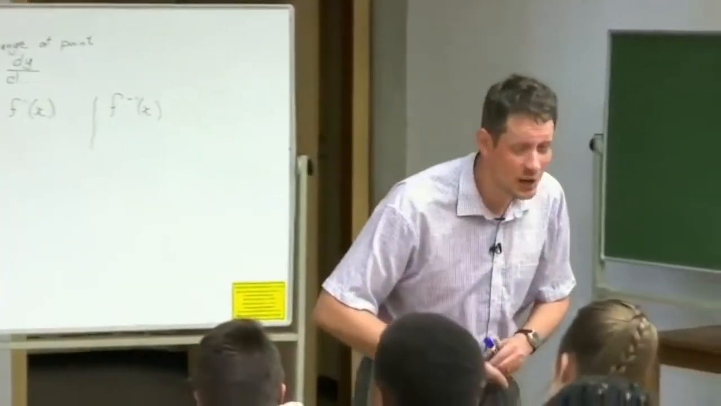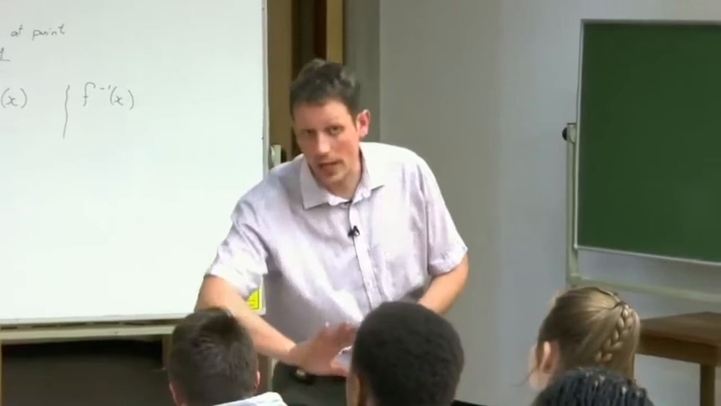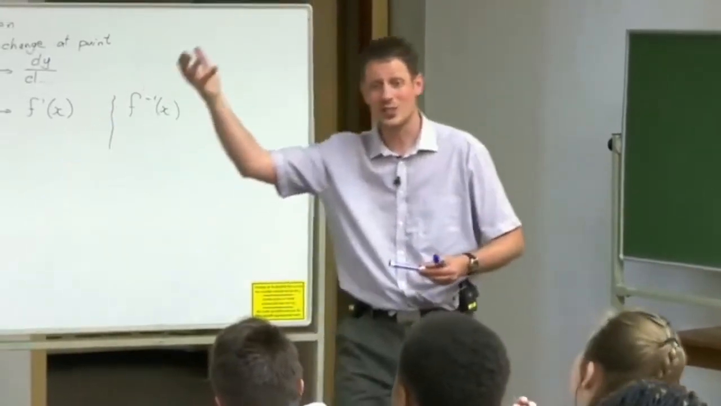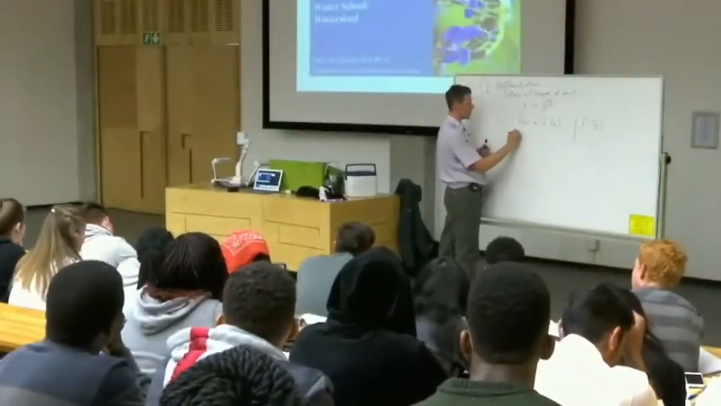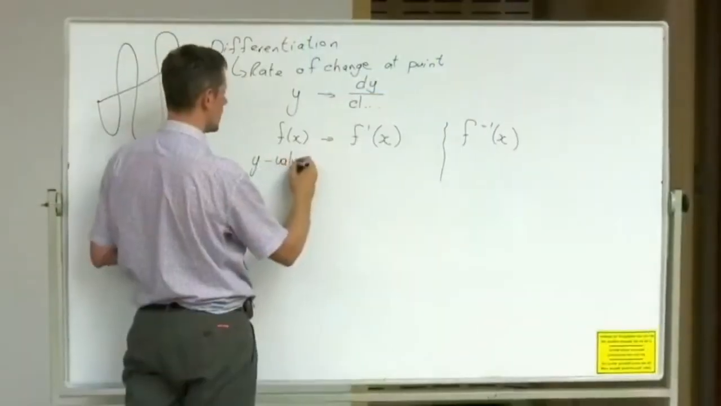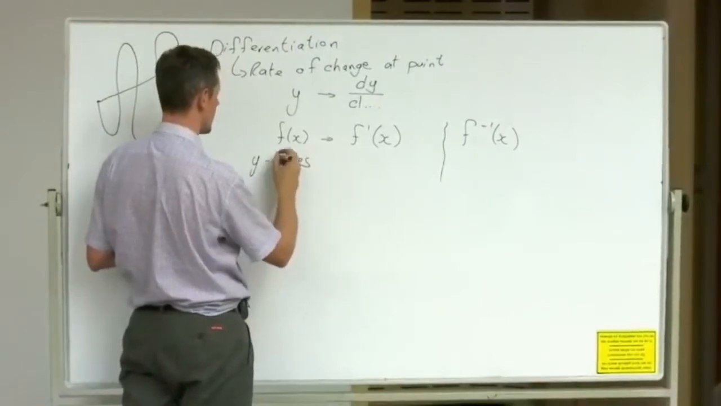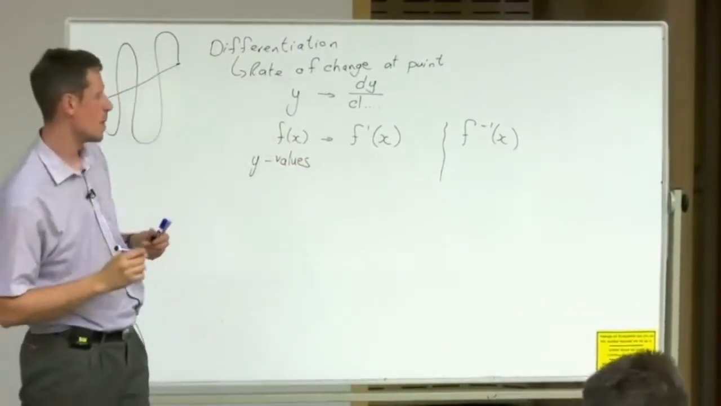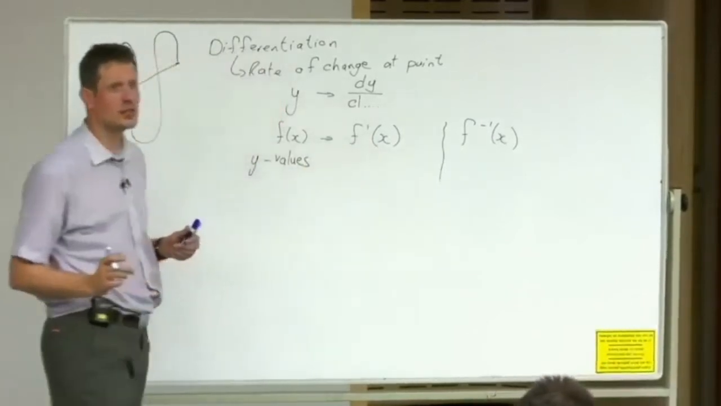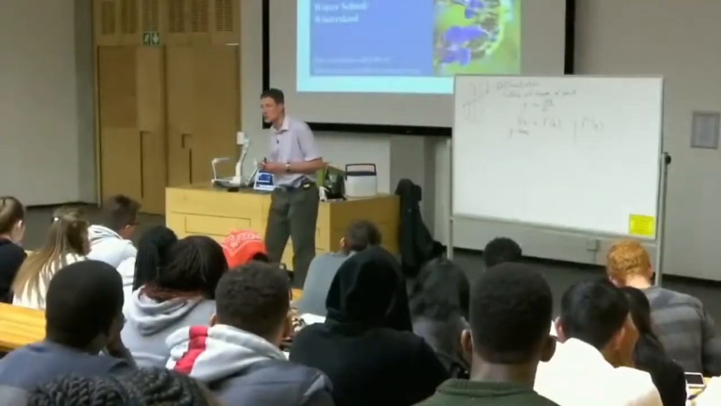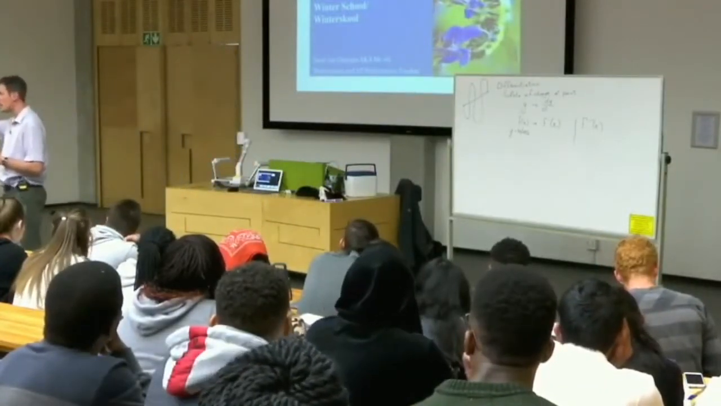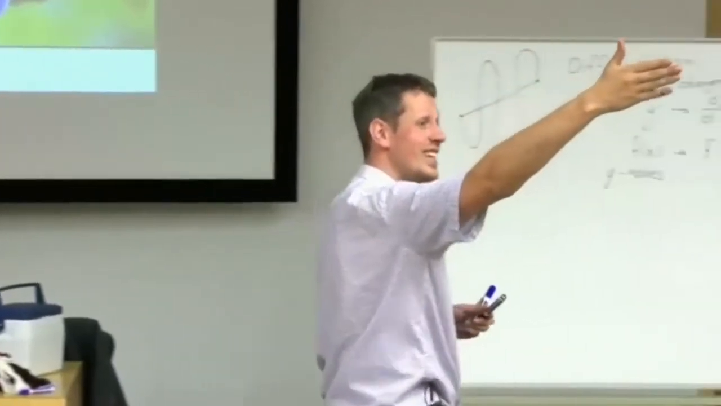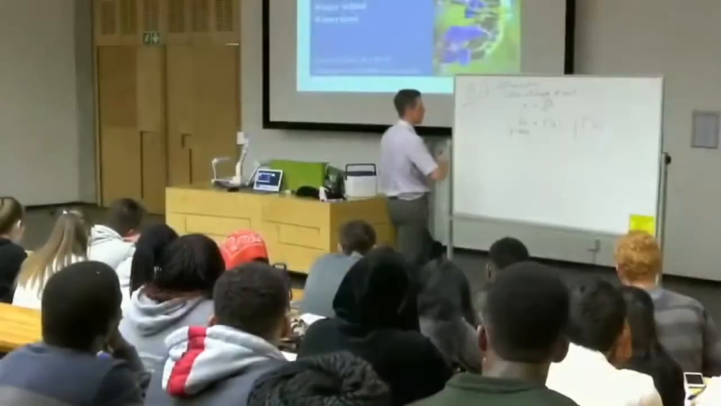Say again? I heard it somewhere, yes? The equation, and the equation gives me what? The y values. So if I talk about f of x, I am talking about the y values of the function. If I talk about f accent of x, what am I talking about? F accent is the derivative, and the derivative gives me the, what did you say at the beginning? The gradient of the graph.